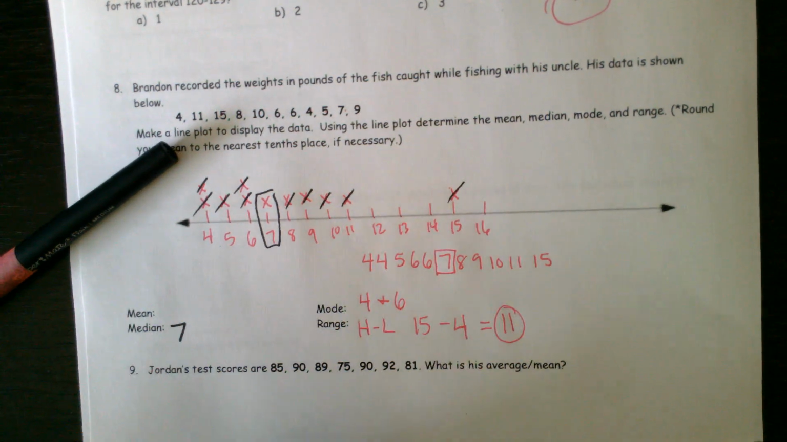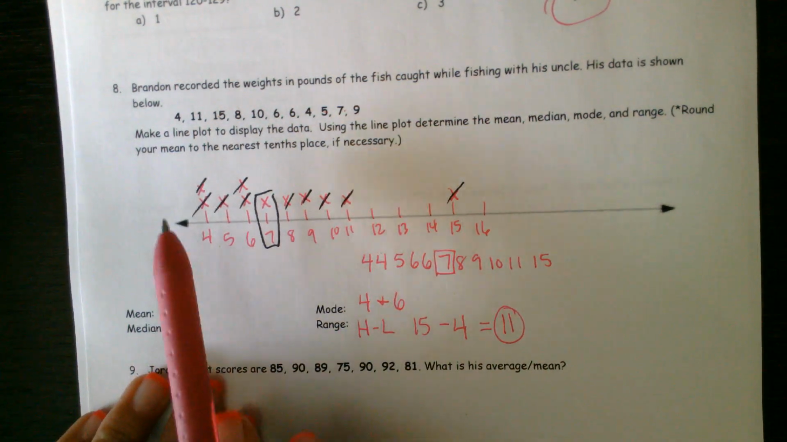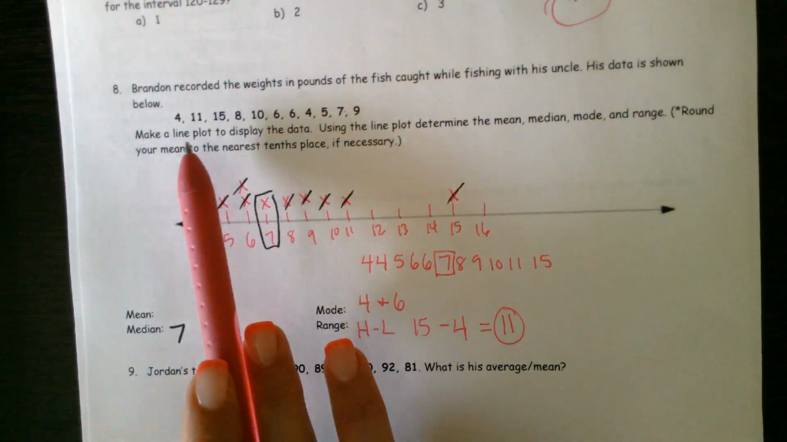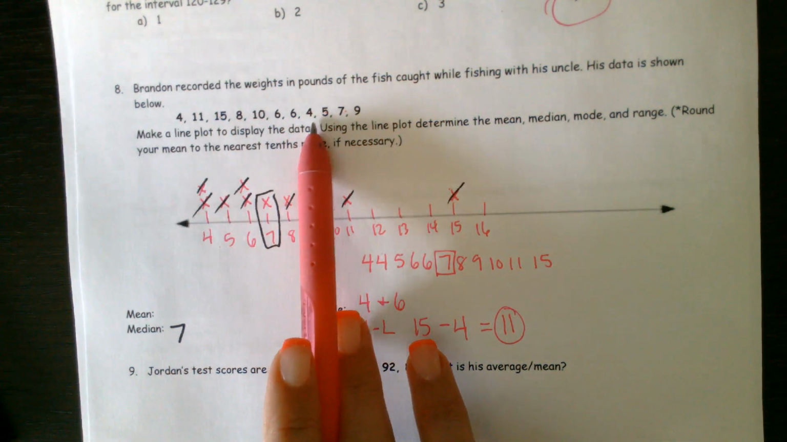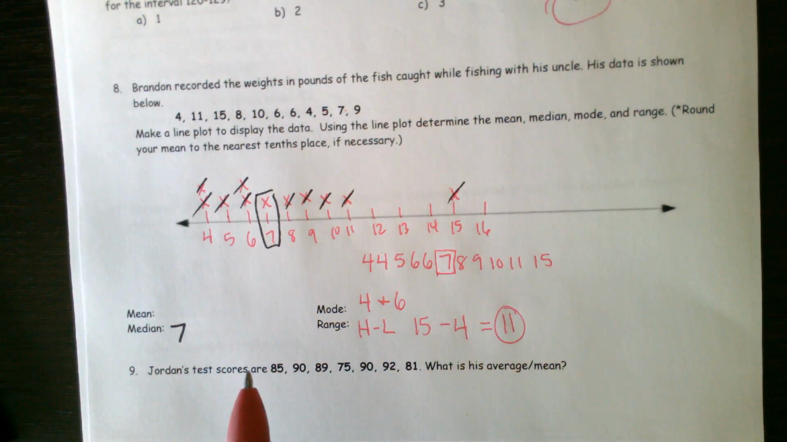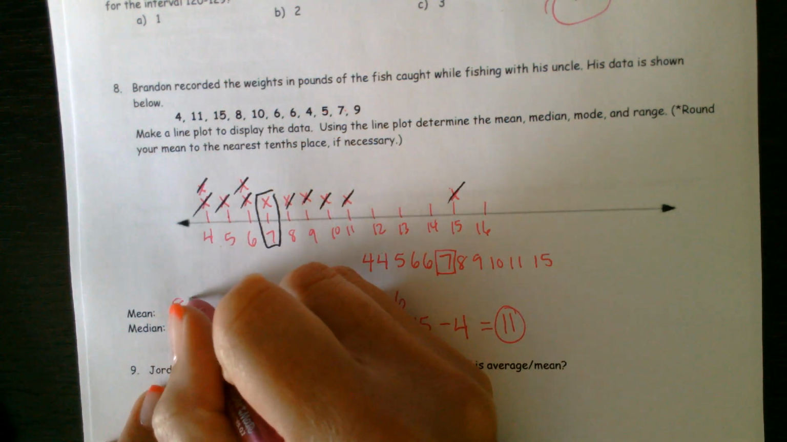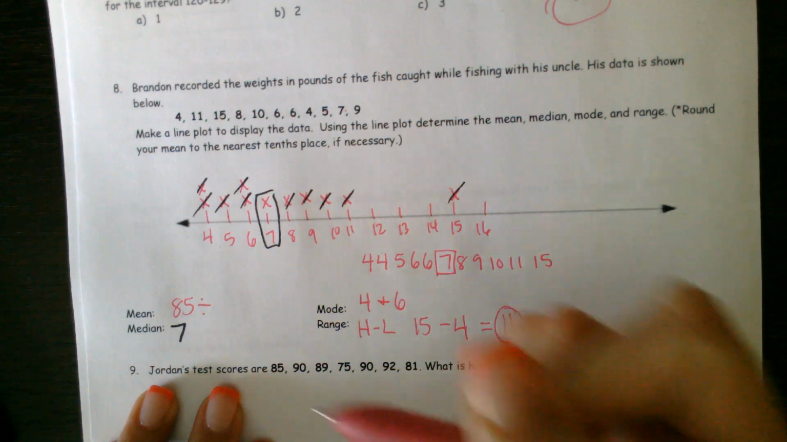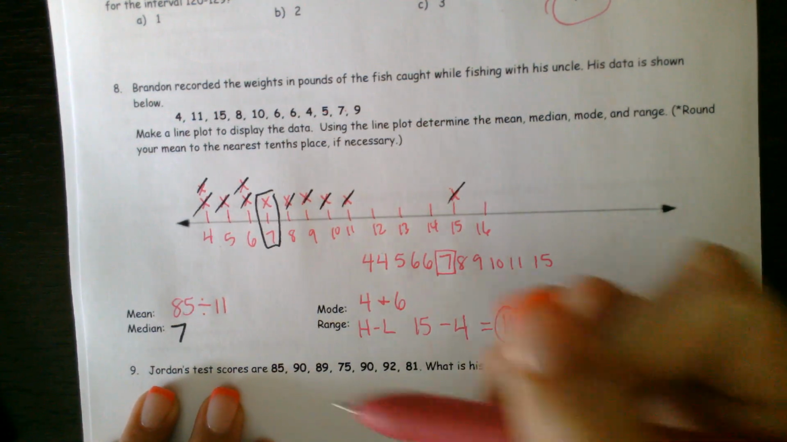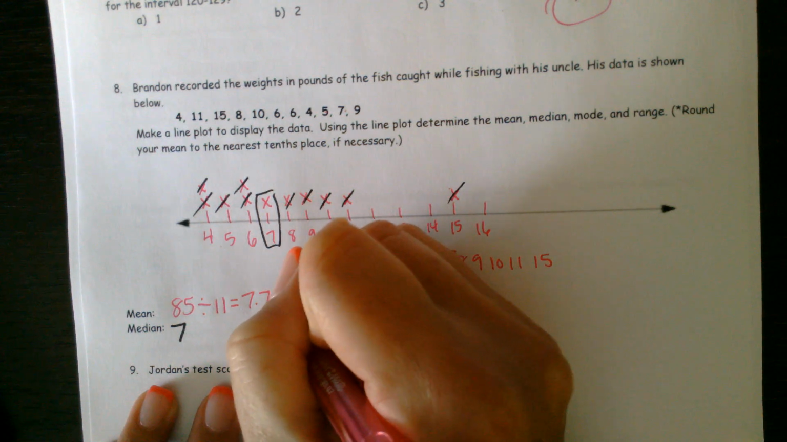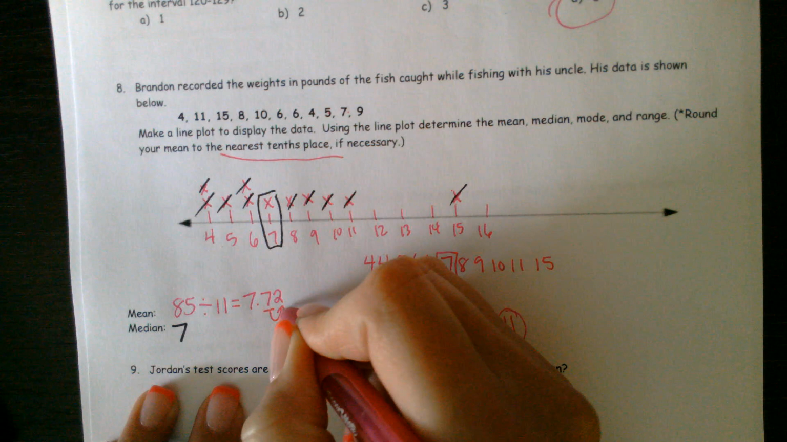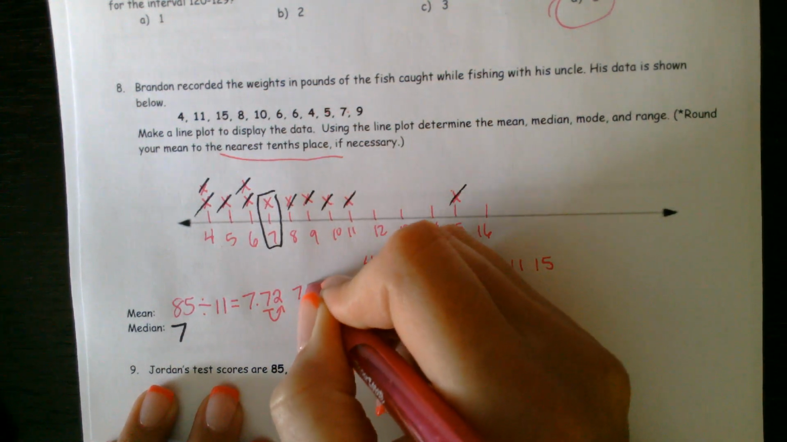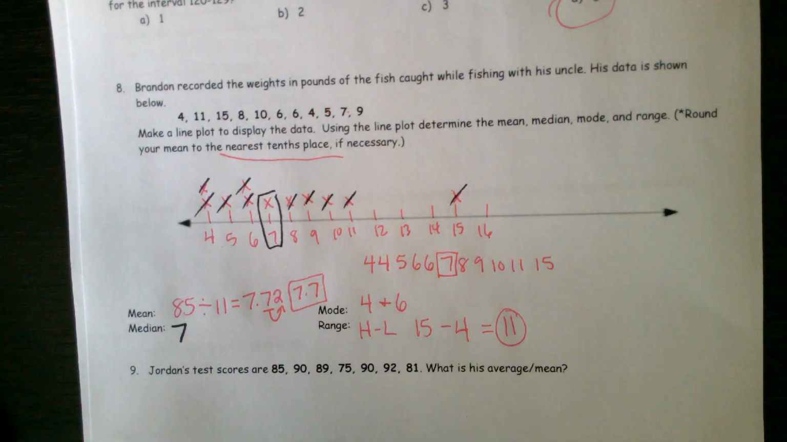The mean is when we add up all the numbers. This is where you've got to be careful. You've got to add up your original data. So when you add up 4 plus 11 plus 15 plus 8 plus 10 plus 6 plus 6 plus 4 plus 5 plus 7 plus 9, when we add up all the data, you should get 85. And then there's 11 pieces of data, so I'm going to divide by 11. 85 divided by 11 gives me 7.72, but it says rounded to the nearest tenths place. So that means the 2 tells the 7 to stay, so my final answer should be 7.7.